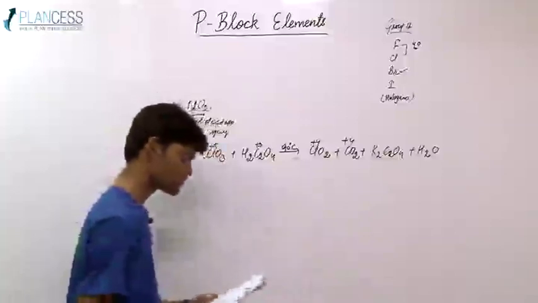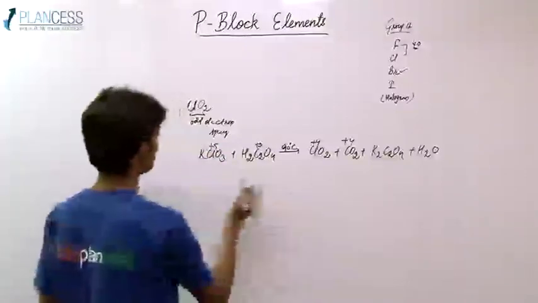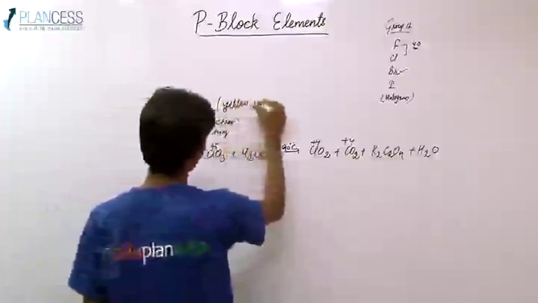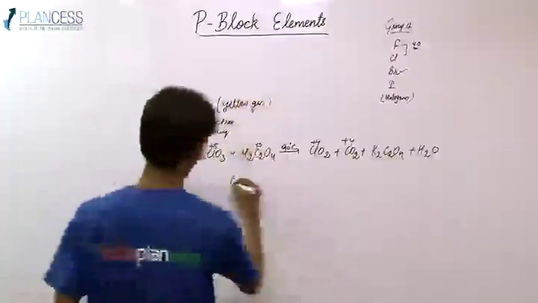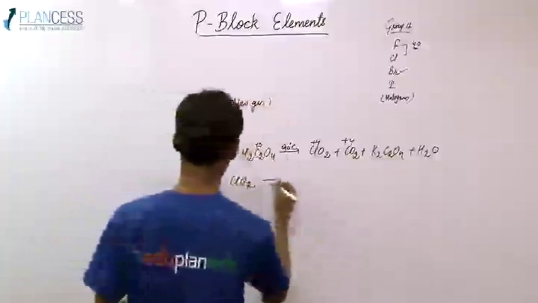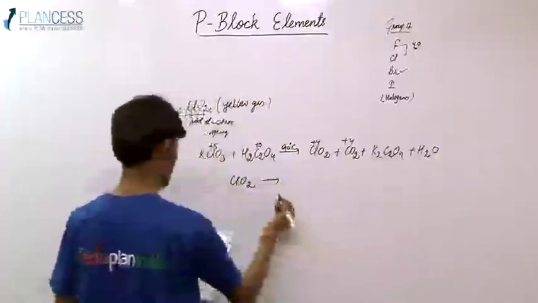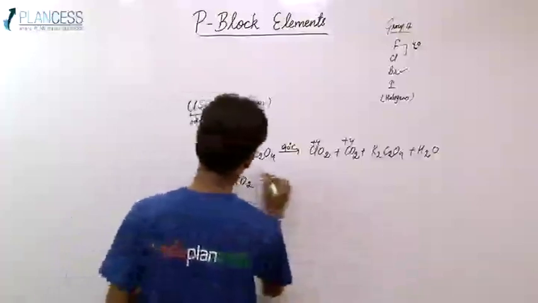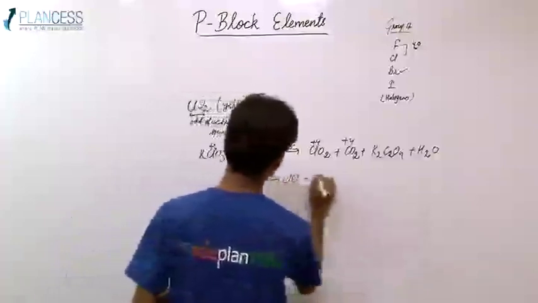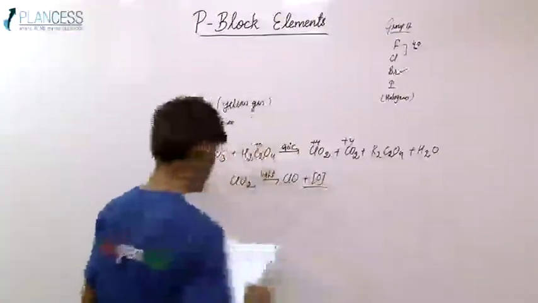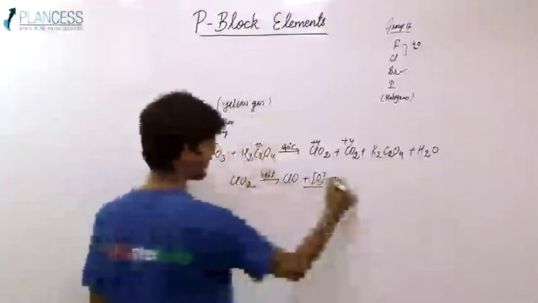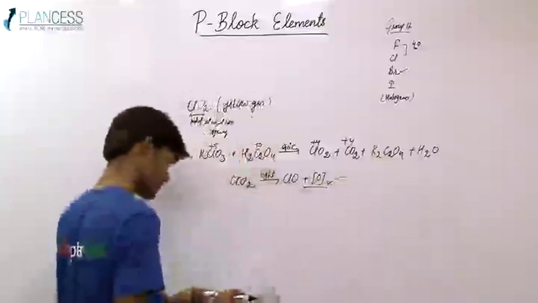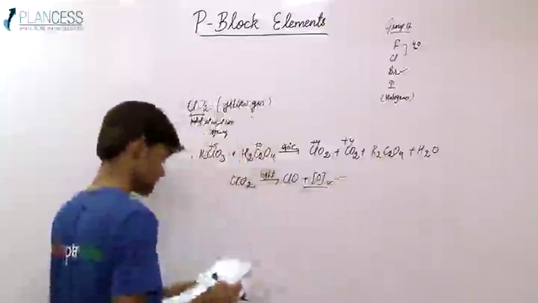It is a yellow gas at room temperature and dissolves in water. Its color is yellow. When ClO2 dissolves in water it gives a dark green solution. In light it evolves oxygen, so it is nascent oxygen, so it acts as an oxidizing agent as well as having a bleaching action.